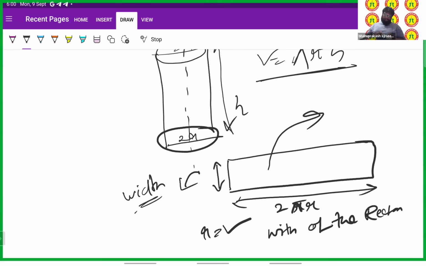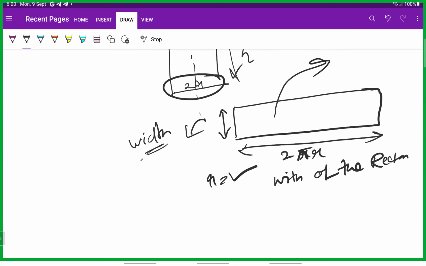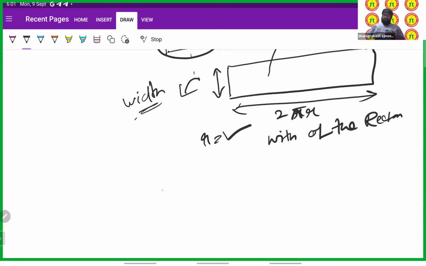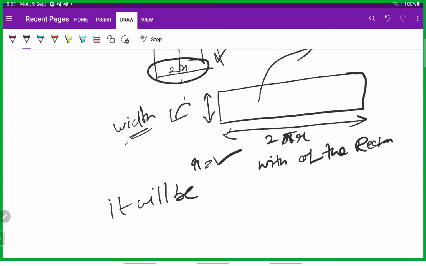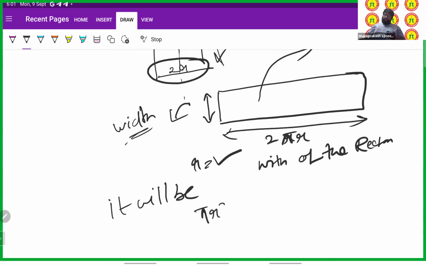Now you people tell me what is the answer here. Sir, 17,600, sir. 17,600 centimeter cube. Please calculate and tell me. Sir, like when it's normal, it's the width, but when we roll it into a cylinder, it will become the height. Exactly. When you roll it into a cylinder, it will become the height. That's the reason why I drew this. It will become the height. So pi r square into height.